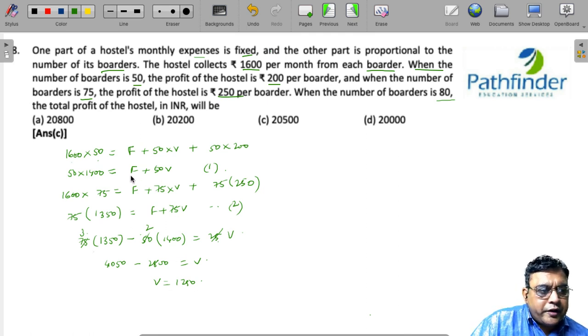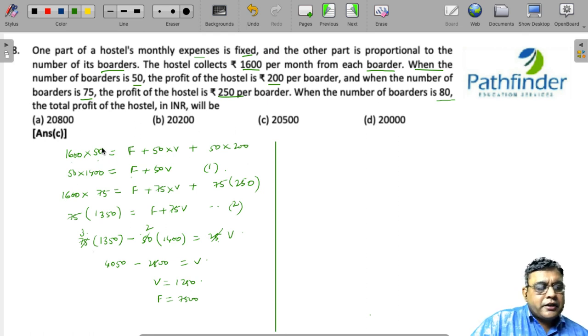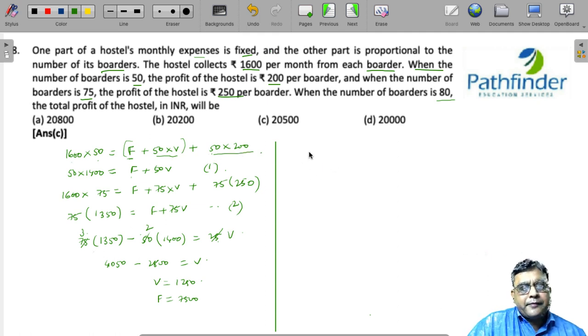If you substitute V is equal to 1250 here, you're going to get 50 into 150, that is 7500 as the fixed cost. So we have both the fixed cost and variable cost. The total cost here must be fixed cost plus variable cost, and the total sale must be total cost plus the total profit.